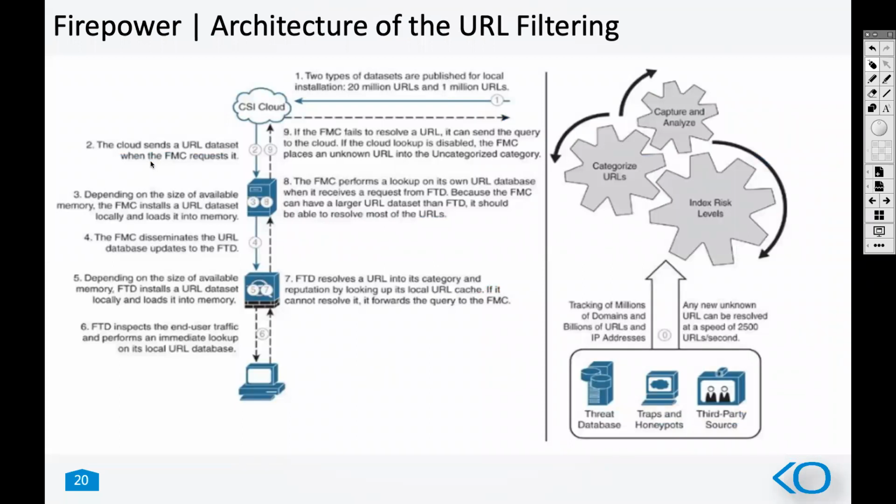Okay, so let's understand the architecture of the URL filtering, how it is done inside Firepower. So first, the first step of anything is you need to have a database. So the most important thing is that database where you are going ahead and doing categorization. So Cisco has that database. What Cisco does is Cisco uses Cisco Talos.